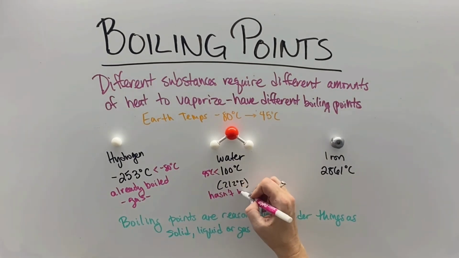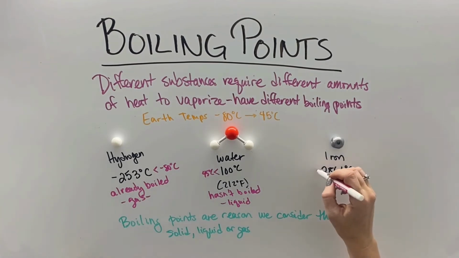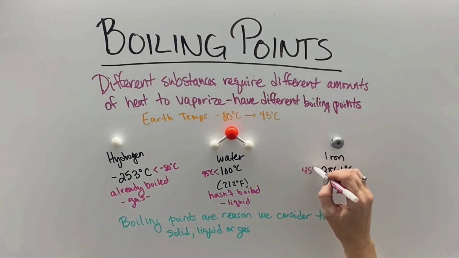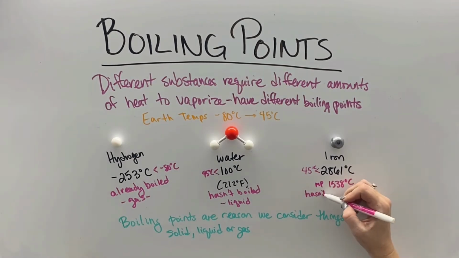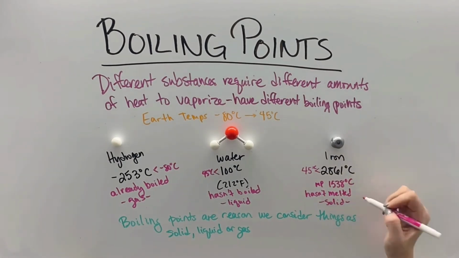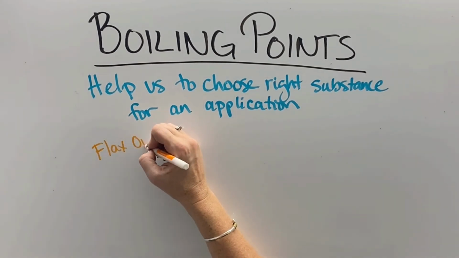Water has a boiling point of 100 degrees Celsius, and so most of the time here on Earth we see it as a liquid. And then iron has a really high boiling point, and so we see it as a solid because it almost never boils on our planet.